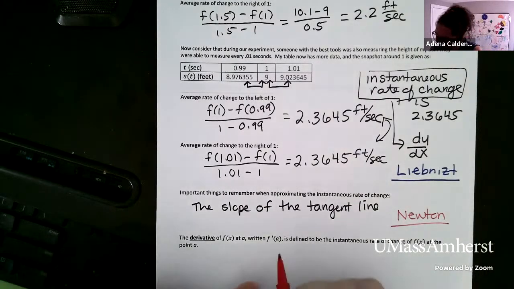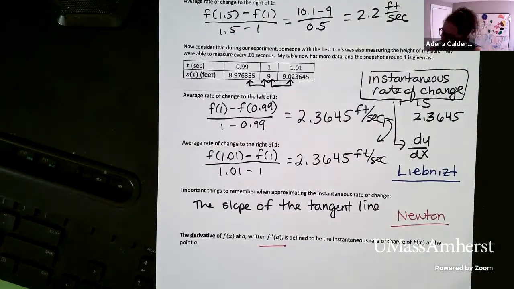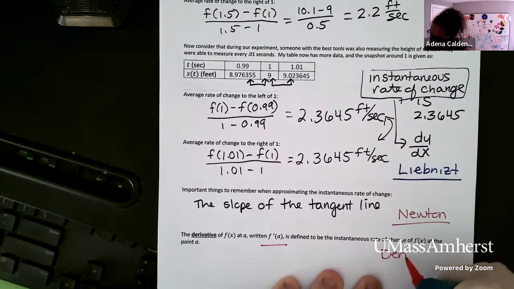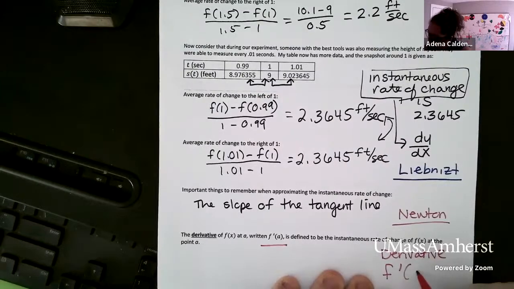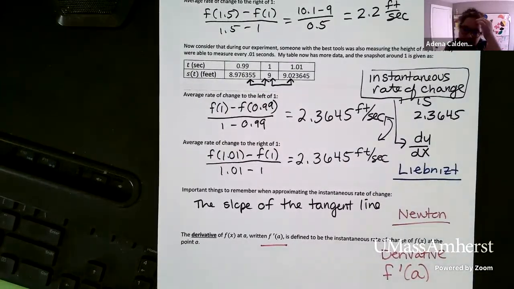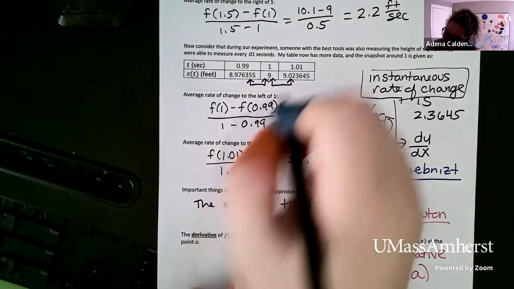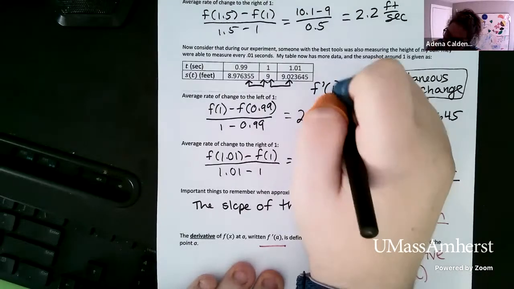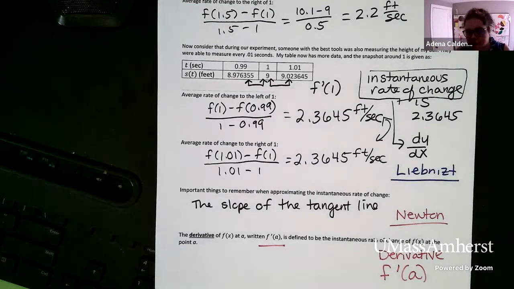And he uses notation that looks like this, f prime of some number, okay? So Newton uses the word derivative in notation that looks like this, where a is the number that we are considering. So when we were doing this on the table before, Newton would have said we were looking for f prime of 1, okay?